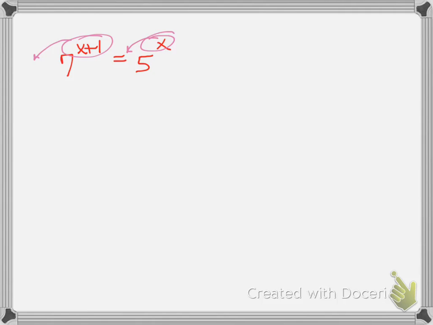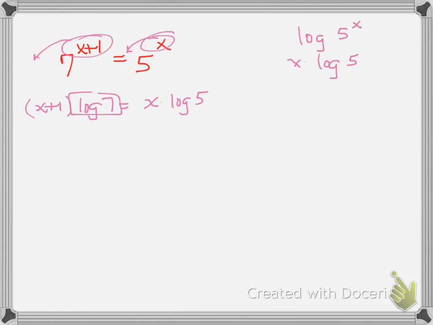You can do log or ln, and that's because of the property. If you have log of, let's say, 5 to the x, that is the same thing as x times log 5. So in a case like this, we would have x plus 1 times log 7 equals x times log 5. Now, what we need to do is figure out what log 7 is, and what log 5 is as a decimal. So let's go do that real quick.